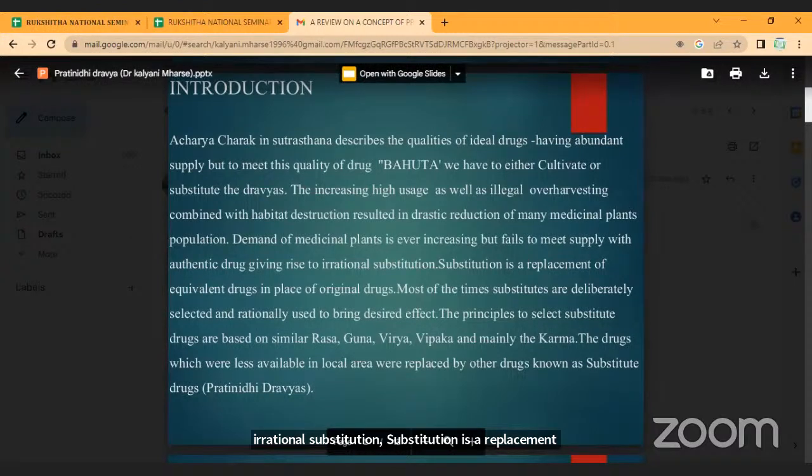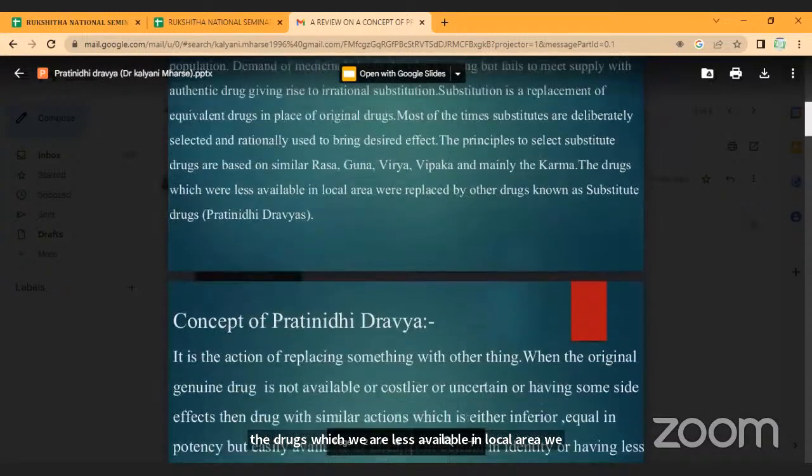Most of the time, substitutes are deliberately selected and rationally used to bring desired effect. Principles to select the substitute drugs are based on a similar rasa, guna, virya, vipak, and mainly the karma. The drugs which were less available in local area were replaced by other drugs known as substitute drugs. The concept of Pratinidhi Dravya.